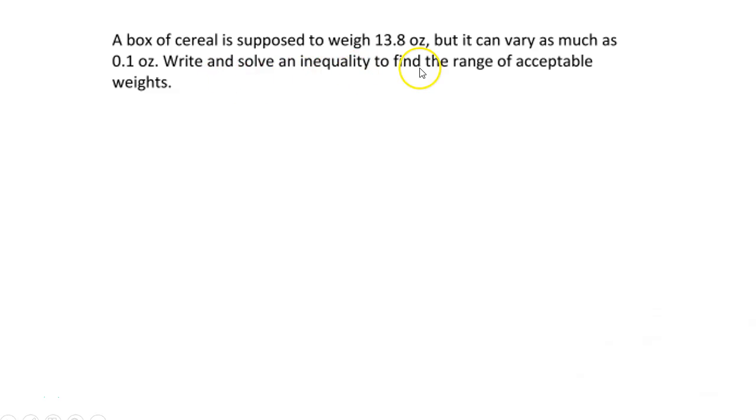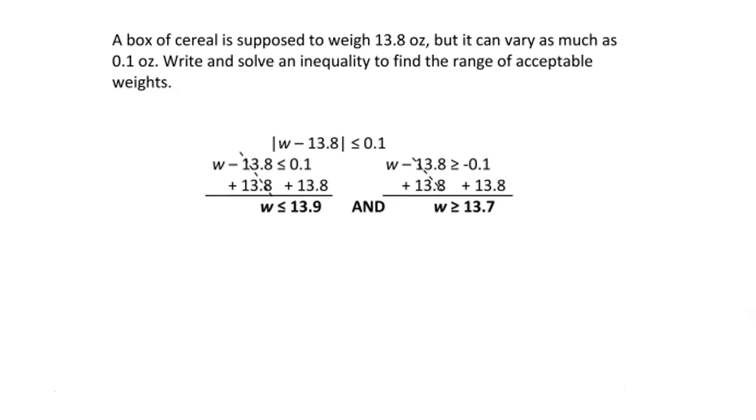We want to write and solve an inequality to find the range of acceptable weights. So what are the acceptable weights? It can vary 1/10 of an ounce. So it can be more than 13.8, or it could be less than 13.8 by 1/10 of 1 ounce. So what that looks like is whatever the weight of the box is, if we subtract 13.8, that absolute value has to be less than or equal to 1/10, because it can vary 1/10 of an ounce. So this weight, whatever it is, if it's 13.2, if it's 14.1, if it's whatever that weight is of each box, because they're not exactly the same, you take away 13.8, that difference between these two numbers has to be less than 1/10 of an ounce, and we're going to take the absolute value so that we're dealing with positive numbers here. So now we solve this absolute value.